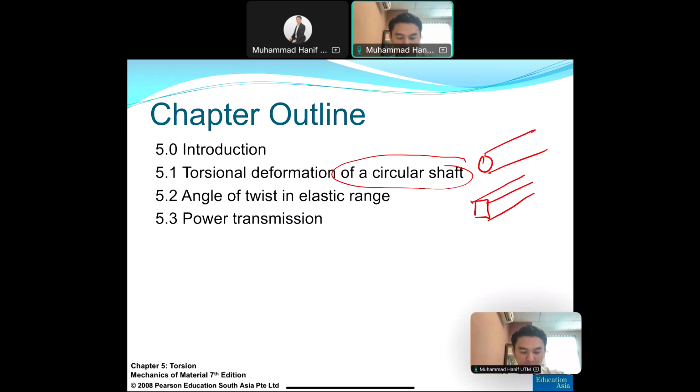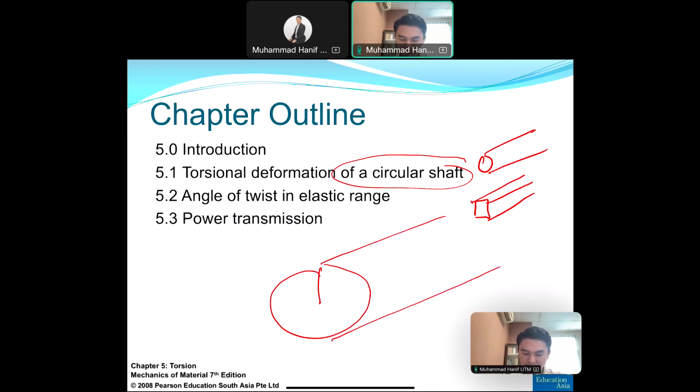And the next one is angle of twist in the elastic range. So you will learn about the angle of twist. For example, here there is a point A, and when we have a torsion in this way, you will have a movement of A to A prime. So between A and A prime, we do have an angle. We call it the angle of twist. And the last one is power transmission.